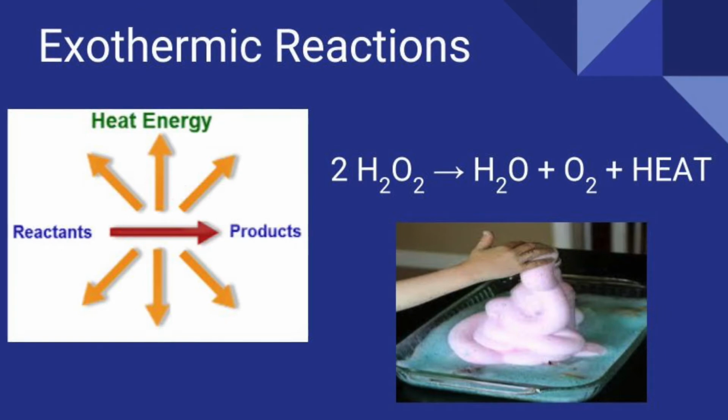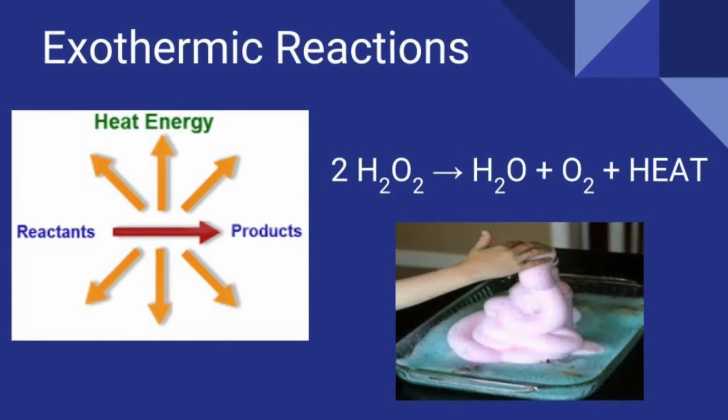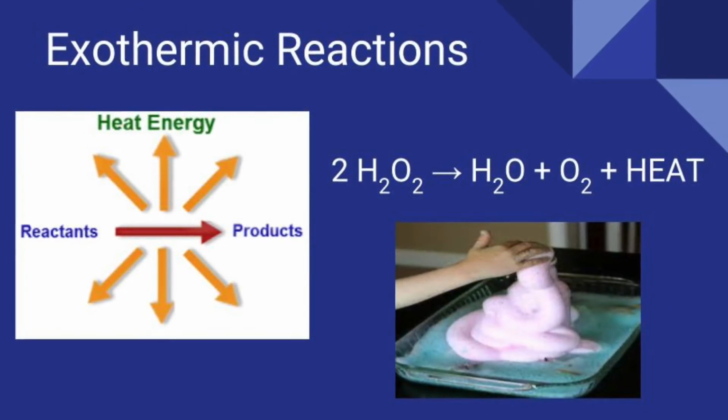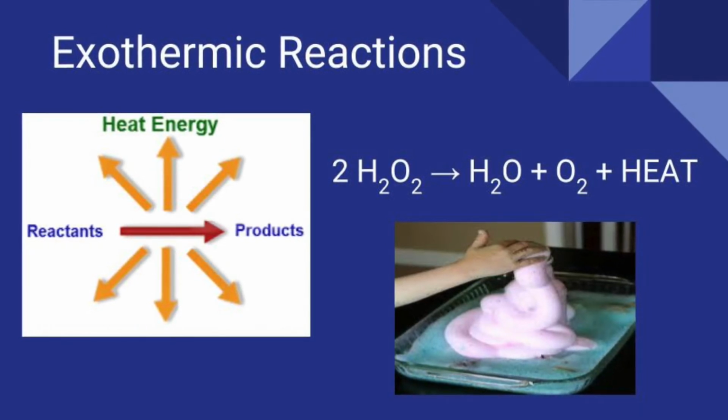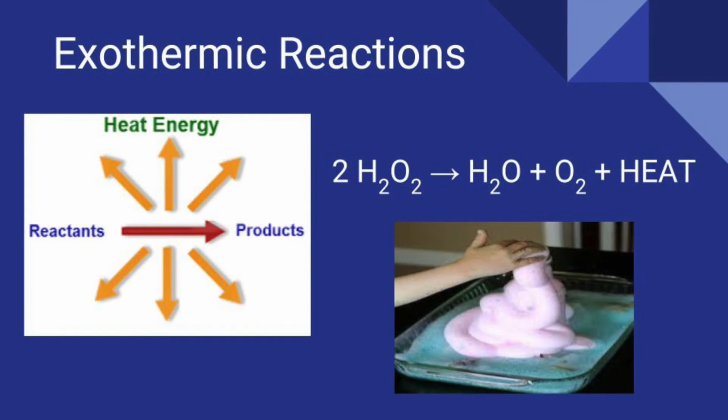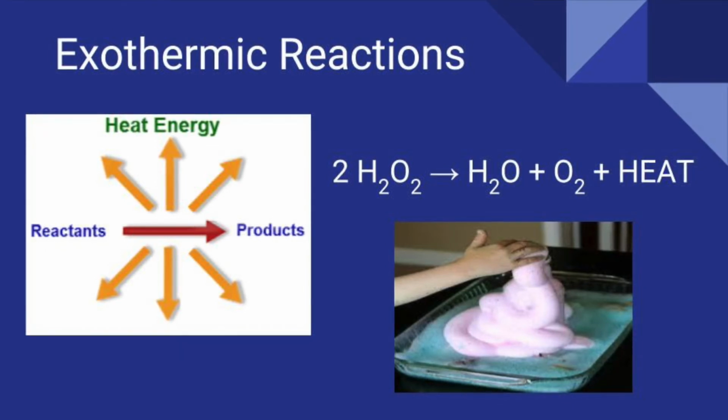Common ways to show whether a reaction is exothermic is by placing heat on the product side of an equation and heat on the reactant side of an equation for an endothermic reaction. Our reaction is exothermic as when we hovered our hands over it, we could feel the heat being released.